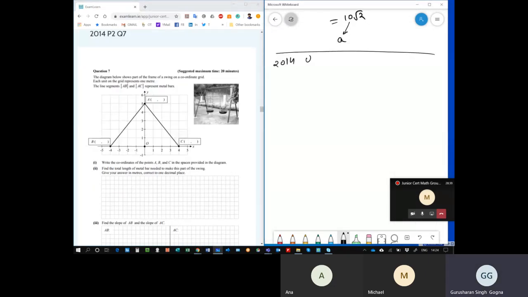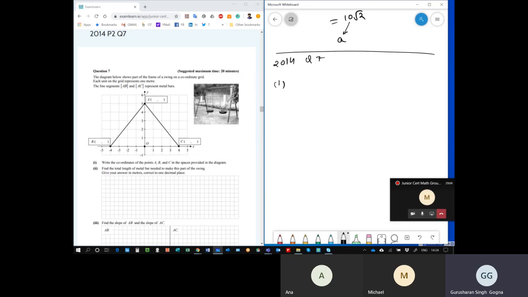(2014) question number 7. So again, they give you the diagram. The diagram below shows part of the frame of a swing on a coordinate grid. Each unit on the grid represents 1 meter. So each unit means 1 square there represents a length of 1 meter.